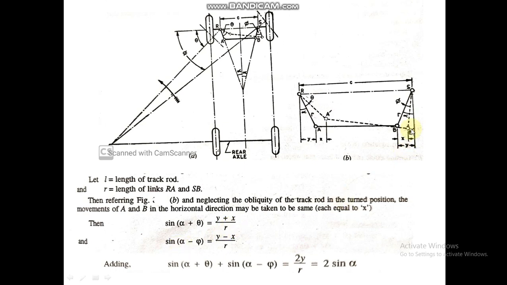Similarly, in this triangle, sine of alpha minus phi is y minus x upon r. This complete length is y minus x, upon the hypotenuse r. So you will get these two relations. Add up these relations, and you will get the final relation 2y upon r, where y upon r is sine alpha. So you have this relation.